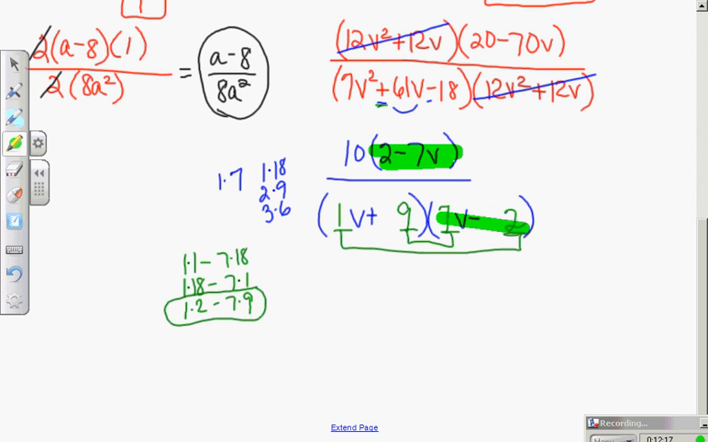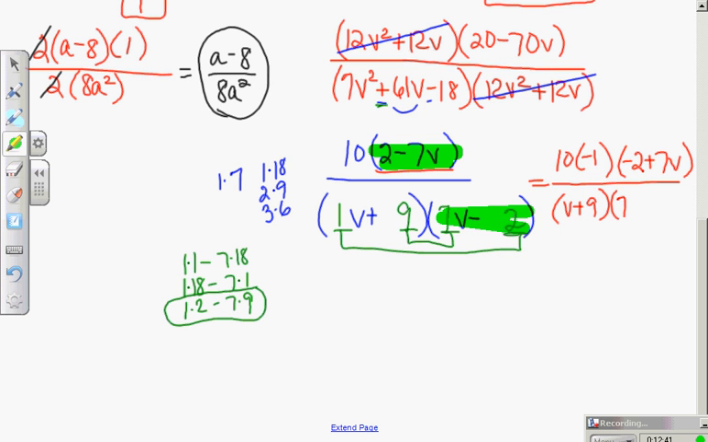Now, when you look at this, these two guys right here seem awful close to being the same thing. So I think I'm going to pull out a little trick, and I'm going to factor a negative 1 out of this expression right here. When I factor a negative 1 out, it essentially changes the signs.